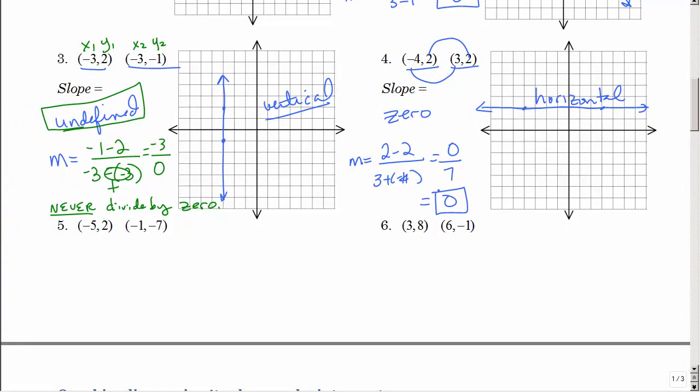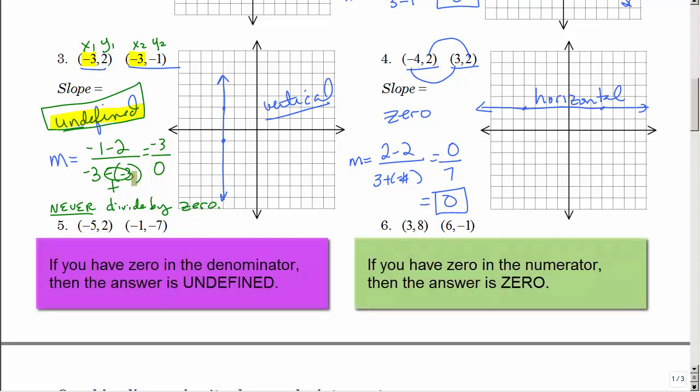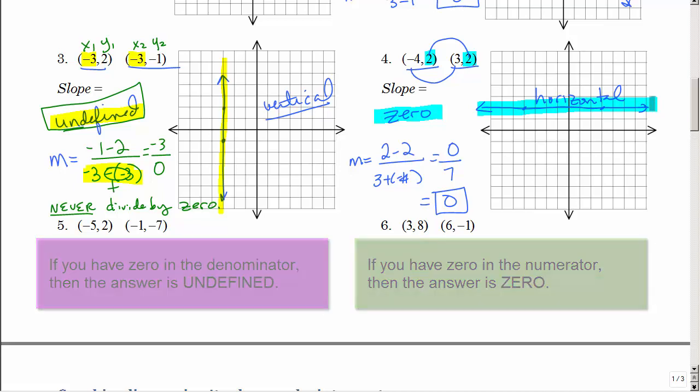Another thing I'd like for you to notice, if they're asking you for the slope and the x coordinates are the same, you're going to get undefined because on the bottom you're subtracting the same thing. Also, if the x's are the same, you get a vertical line. If the y values are the same, you're going to get a slope of 0 because it's going to give you a horizontal line. Just some quick tricks.